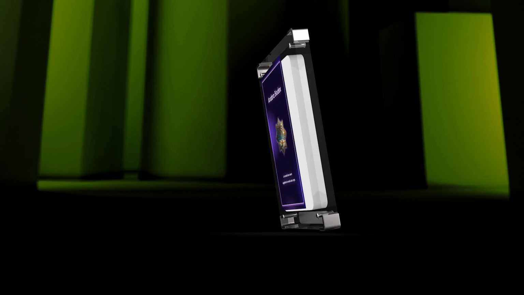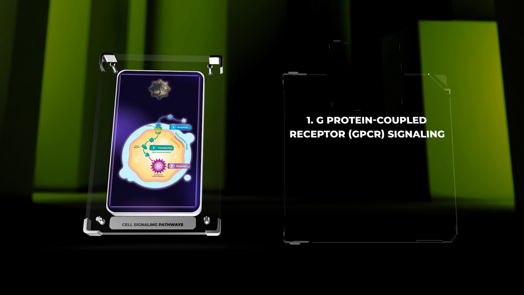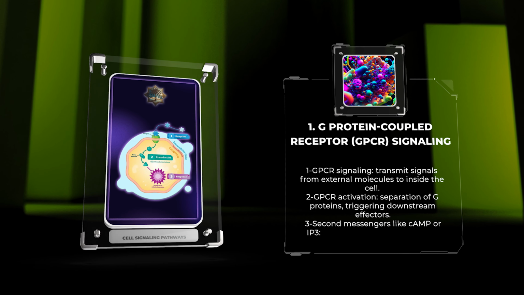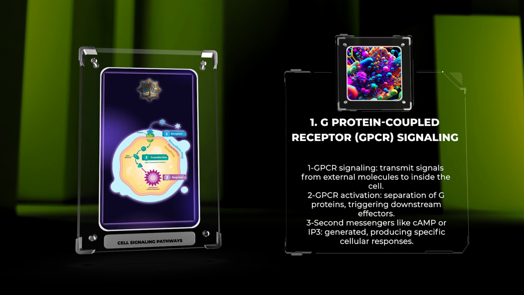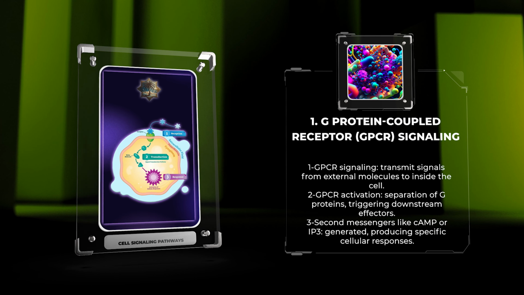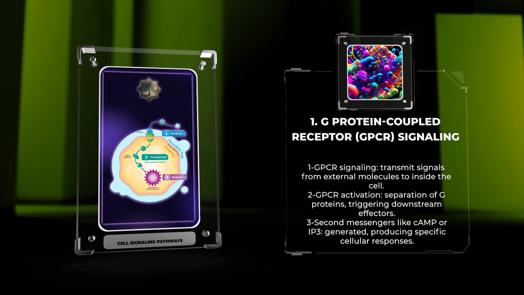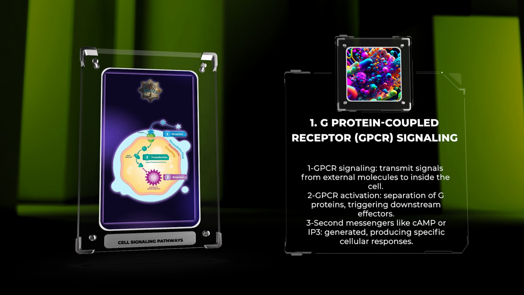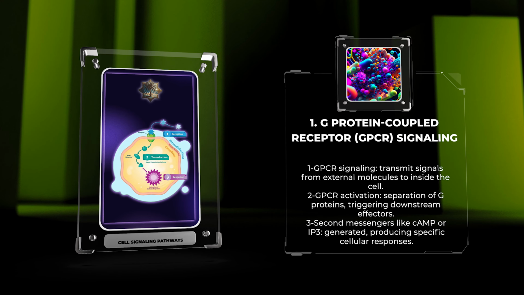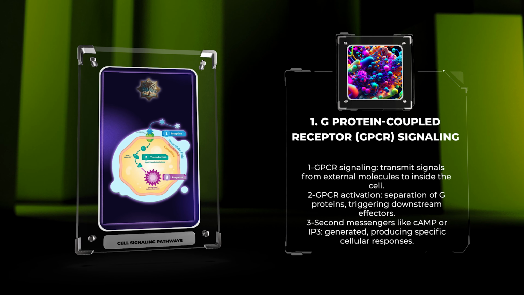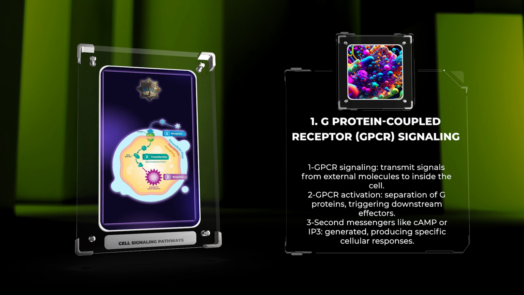In GPCR signaling, transmembrane GPCRs transmit signals from external molecules to inside the cell. GPCR activation leads to the separation of G proteins, triggering downstream effectors like adenylyl cyclase or phospholipase C. Second messengers like cAMP or IP3 are generated, producing specific cellular responses. This pathway controls functions like neurotransmission, hormone secretion, and immune response.